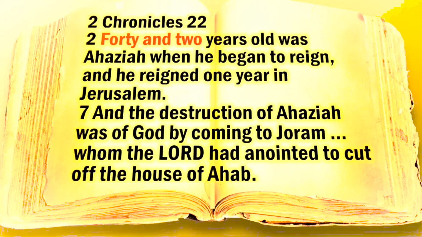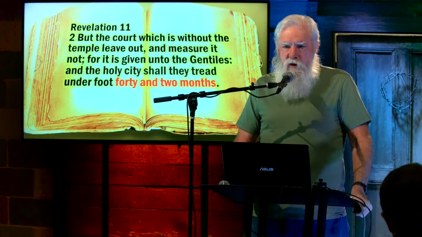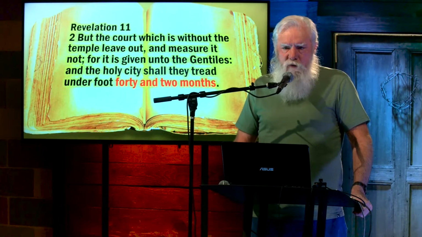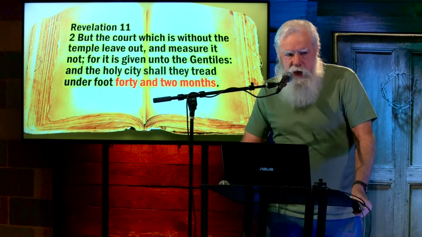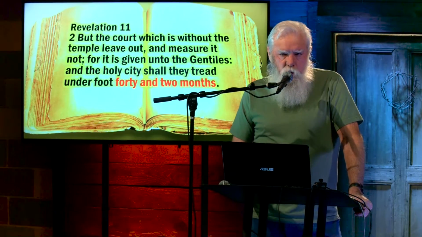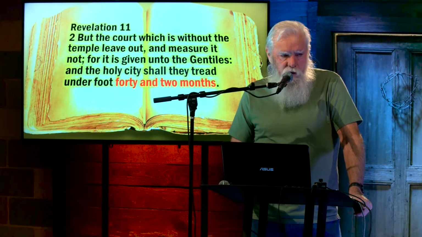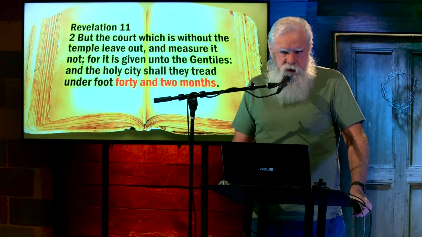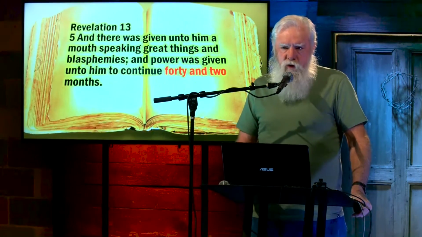So we're talking about terminal death here, 42 years. Revelation 11: "But the court which is without the temple leave out and measure it not, for it is given unto the Gentiles, and the holy city shall they tread under foot 42 months." So this is a prophecy of what's going to happen during the tribulation, when the holy city is going to be tread underfoot and Jews are going to be put to death wherever they're found, along with anyone else who doesn't have the mark of the beast, his number, or his name. 42 months, terminal judgment. Couldn't be any stronger than that.